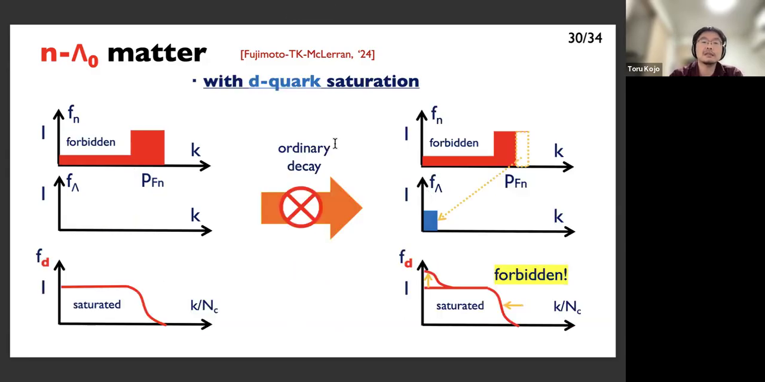But when we take into account the constraint from the quark saturation, then this sort of decay is actually forbidden. Suppose d quark states are already saturated in dense neutron matter, and let us imagine an energetic neutron decays into a low momentum hyperon. But this low momentum hyperon also contains a d quark. So through this conversion, the d quark states are increased at low momentum, and it would violate the Pauli principle for d quarks. So this kind of conversion is not possible in the presence of d quark saturation.